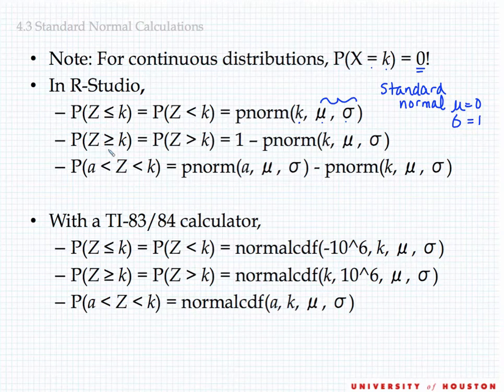For a greater than, we need the complement. We'll do 1 minus pnorm, and for an interval, we have to subtract the larger value minus the smaller one. With the TI-83/84, we use the normalcdf command, and remember with normalcdf we have our low value, our high value, and then the mean and the standard deviation. And likewise, if we have a 0 and a 1, it defaults. We don't have to put those in.